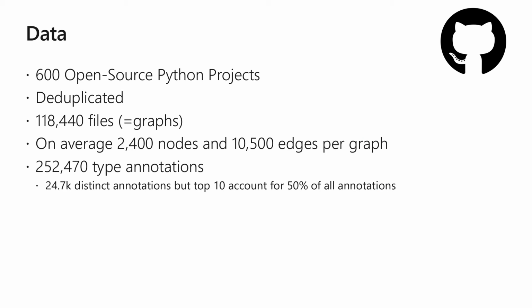As a machine learning-based method, we need data. We get 600 open-source Python projects from GitHub that use Python type annotations. Given the large amount of duplicates that appear in automatically scraped corpora, we first deduplicate our corpus. This gives us about 100,000 files or graphs and 250,000 type annotations. These annotations are highly imbalanced, with common types accounting for a large percent of the data, but with a heavy tail of rare type annotations.